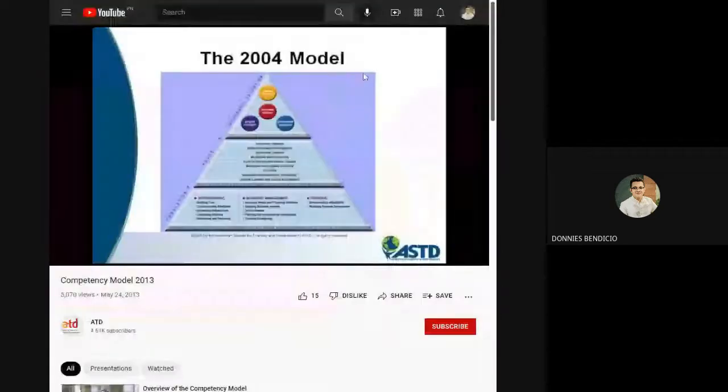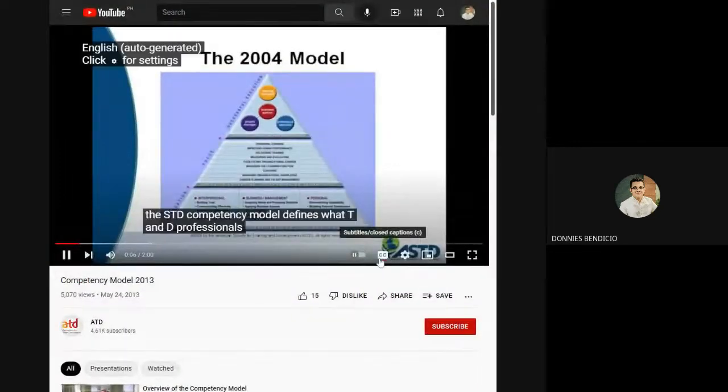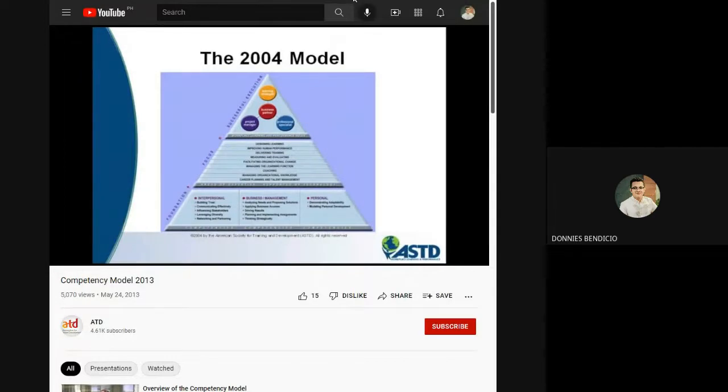The ASTD competency model defines what T&D professionals need to know and do to be successful in the field. The last time the ASTD model was revised was 2004. So what's happened since then? Facebook was a Mark Zuckerberg creation that existed in his Harvard dorm room. Twitter didn't even exist, and it wasn't until 2007 that the first iPhone was introduced.